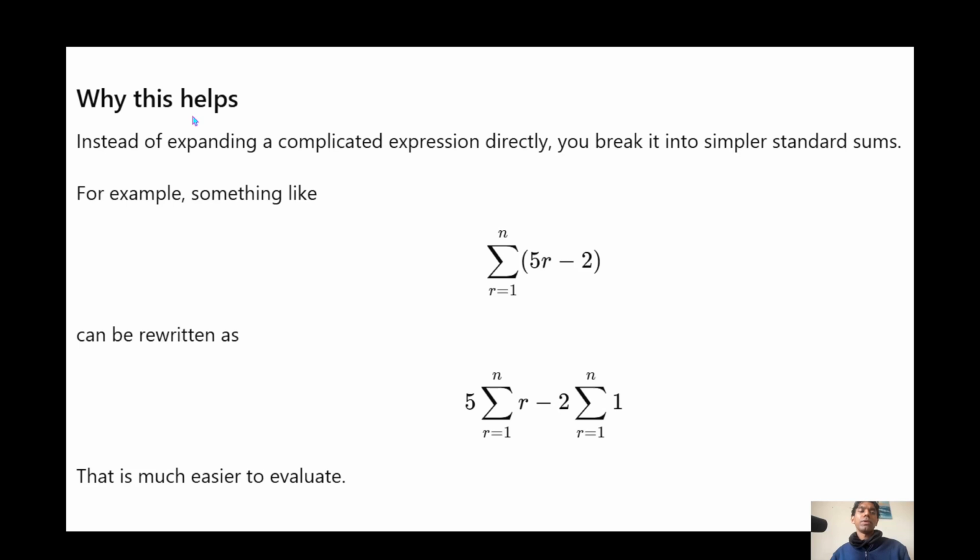Why this helps? Instead of expanding a complicated expression directly, you break it into simpler standard sums. For example, something like the sum of r equals 1 to n of 5r minus 2 can be rewritten as 5 multiplied by the sum of r equals 1 to n of r minus 2 multiplied by the sum of r equals 1 to n of 1. This is much easier to evaluate.